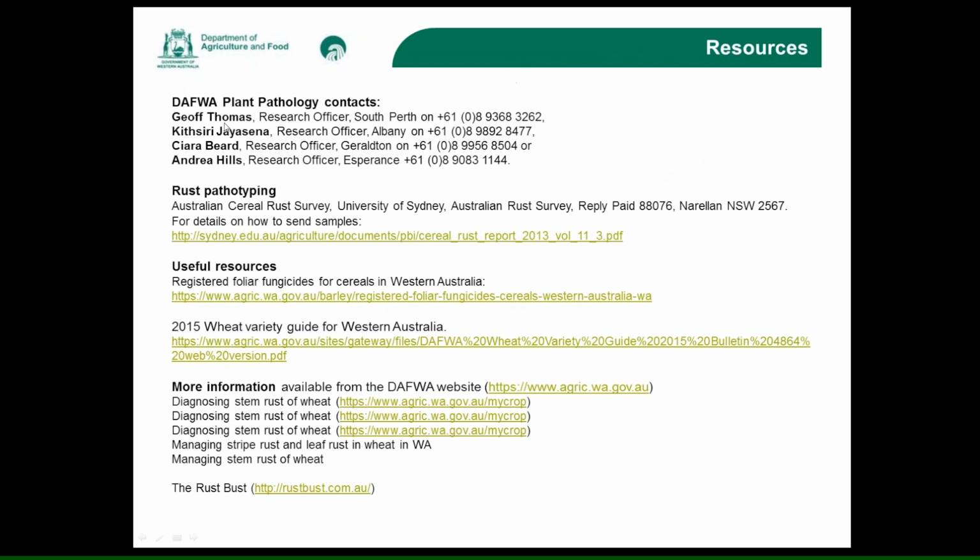Finally, I'd just like to point out that there are a number of people within the Department of Agriculture associated with cereal disease work, and most importantly, that we need to be sending as many samples as we can to the Australian Cereal Rust Survey for rust pathotyping. This is actually a reply-paid service, and so if you utilise this address here, you won't actually have to be forking out any cash to be doing that. There are a number of useful resources, and these are available both here through the Department of Agriculture or through the Rust Bust website.